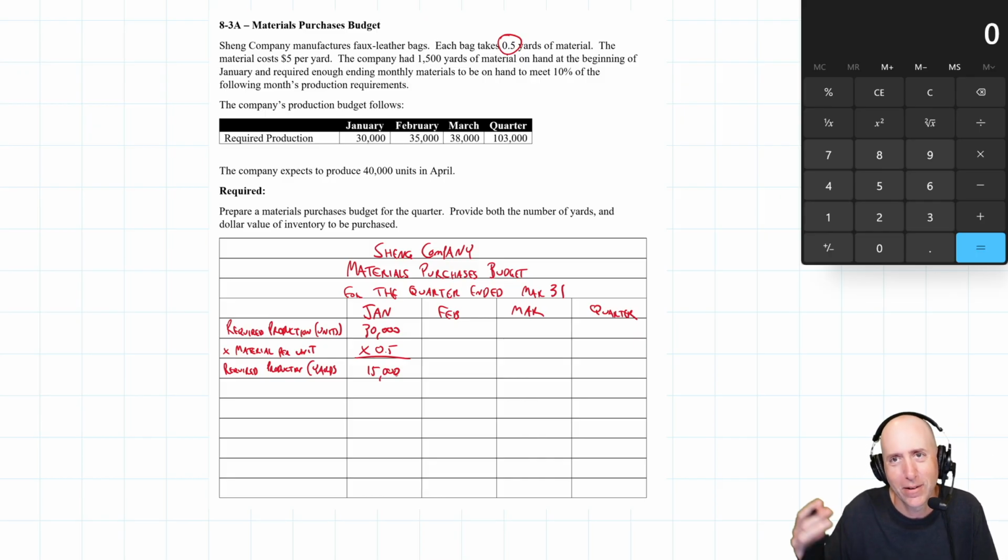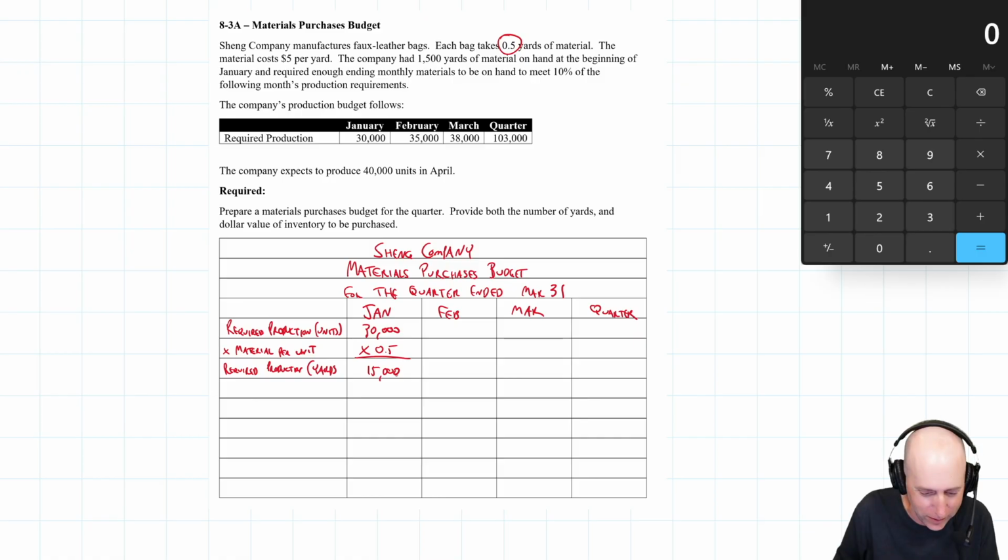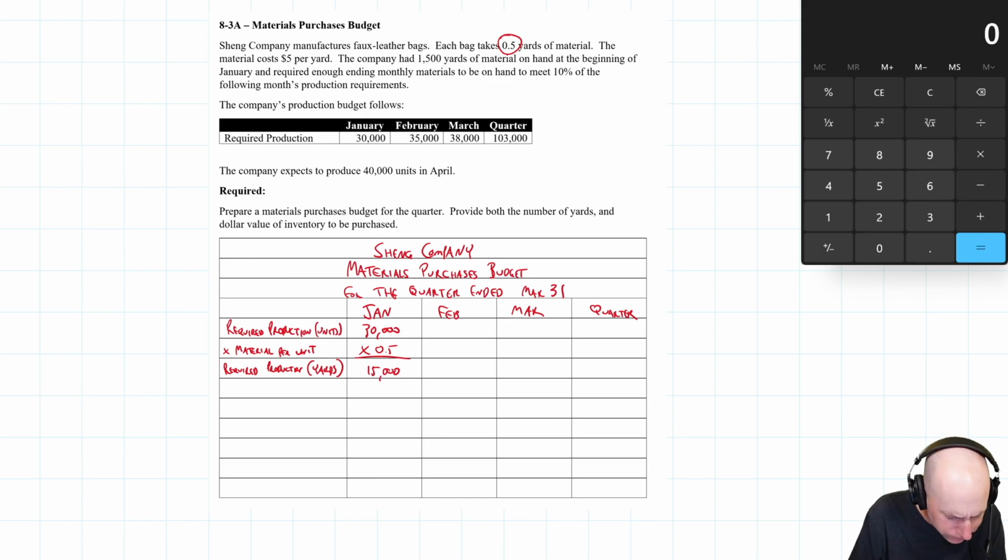It's half a yard. I just made up the number. I'm a guy that doesn't own any handbags and doesn't know anything about sewing or material. I don't know if that's a lot or a little in terms of the material that I've suggested. Okay, so we're going to take 15,000 yards of material.